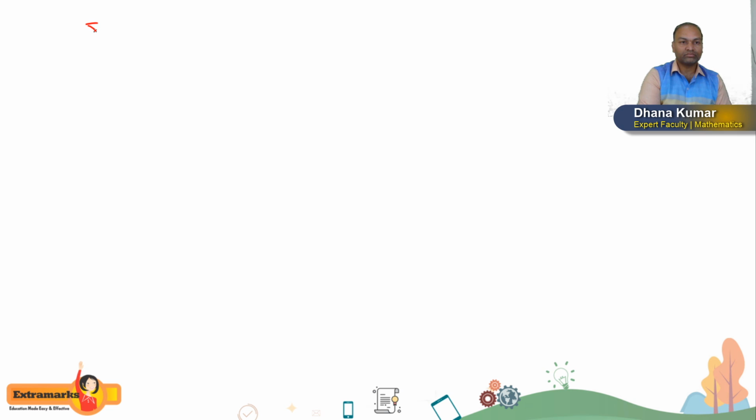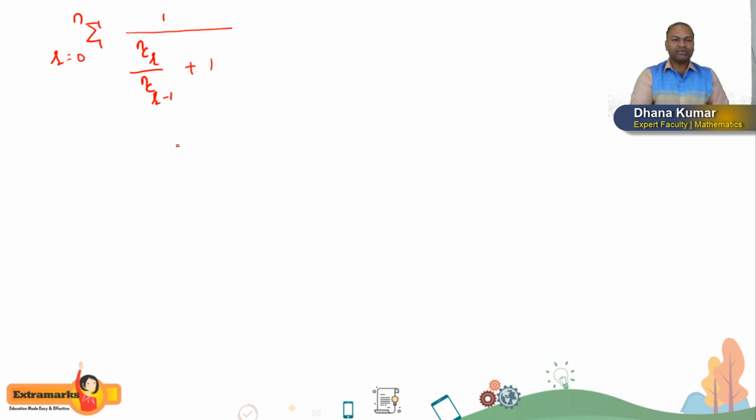Let us see the next slide. Sigma 1 by, the remaining is what? nCr by nCr minus 1 plus 1. Here sigma r value starts with what? 0, ends with n. Right. Now simplify this one using the nCr formula, and then a few terms will be cancelled and then you find out. Or one simple trick you see here.